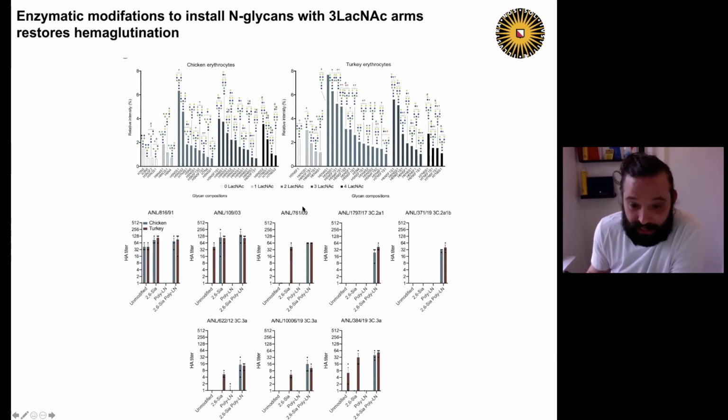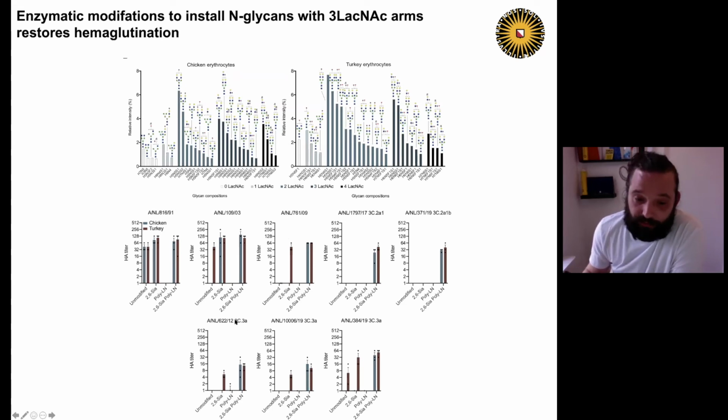For 2009, here comes the big difference, right? It only will bind resialylated turkey erythrocytes. But the 2017 and 2019 viruses, which only bind these very complex N-glycans on the array, only bind these erythrocytes with polyLacNAc repeats on their arms, resialylated with 2,6.